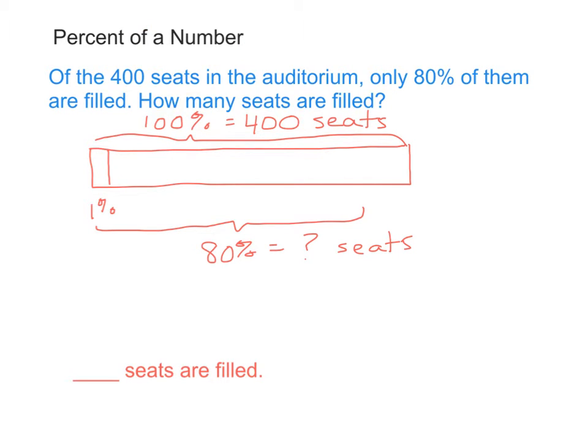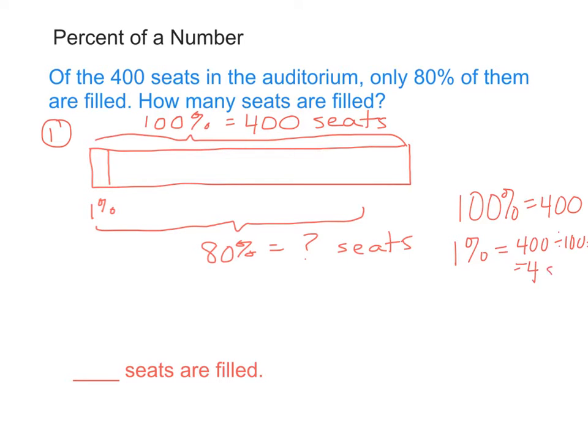Method 1 is going to have us start by finding a picture. 400 seats is 100% of the total. So first we want to find out how much 1% is. So 100% equals 400 seats. To get 1%, I'm going to take 400 divided by 100, which is 4 seats.